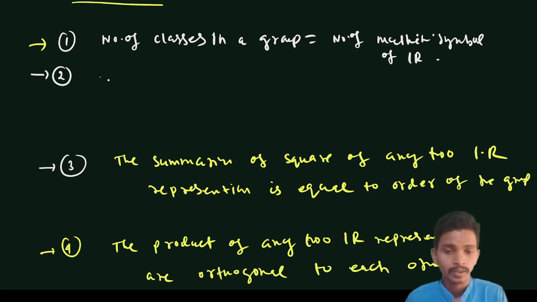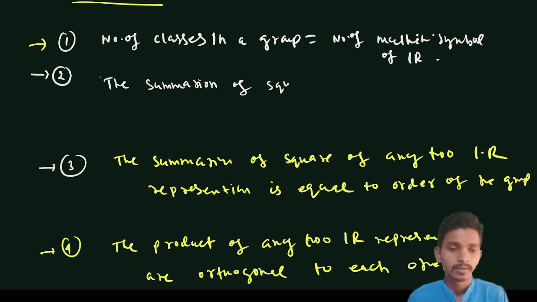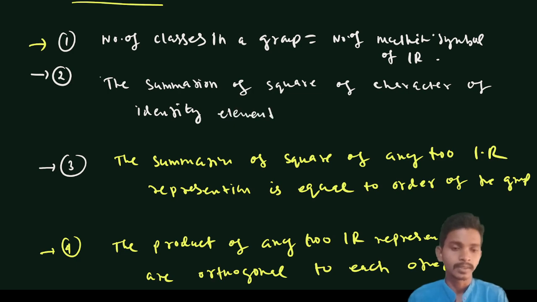So this postulate says that the summation of the square of the characters of the symmetry element, the characters of the identity elements or operations, is equal to the order of the group.